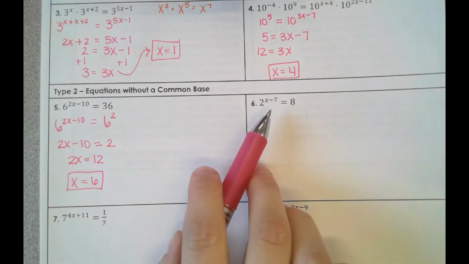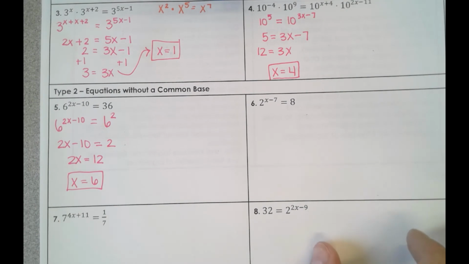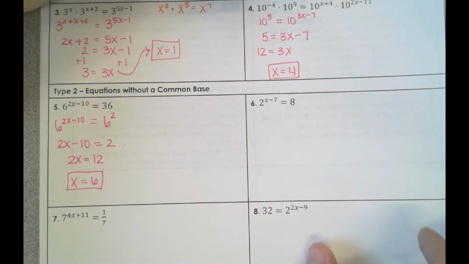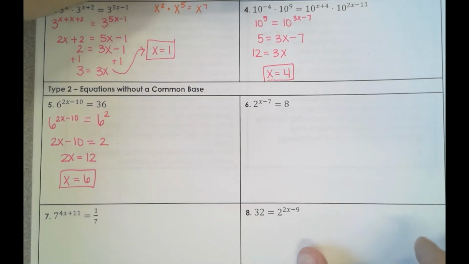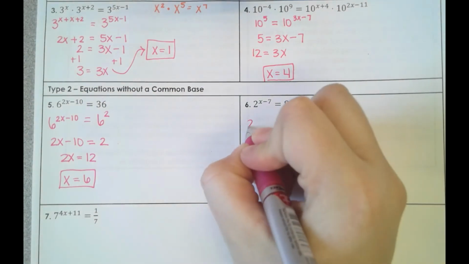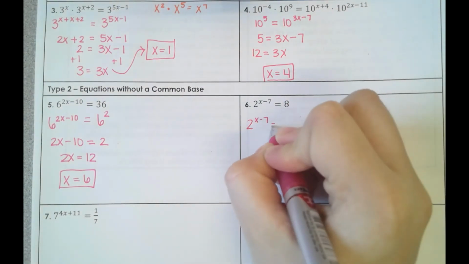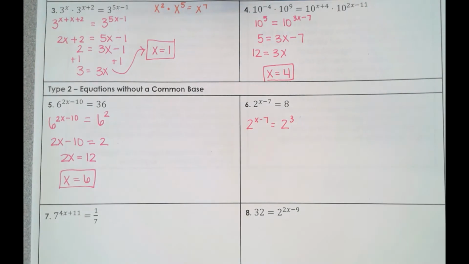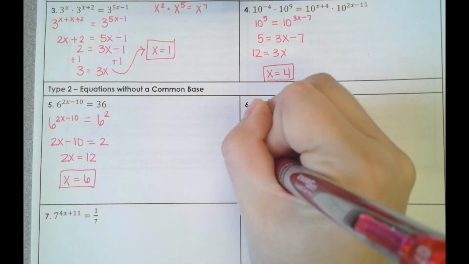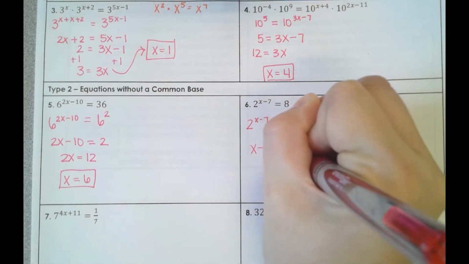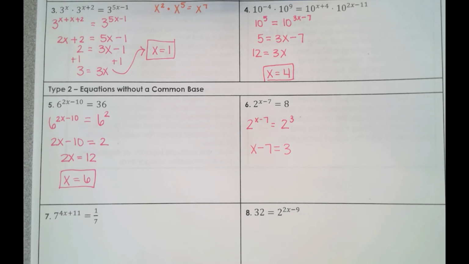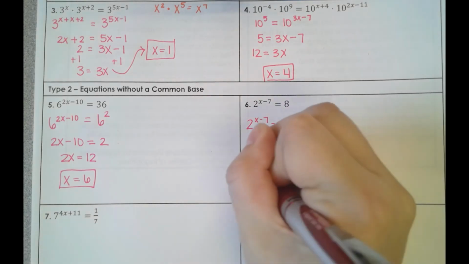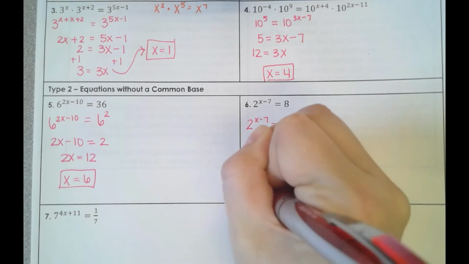You can do the same thing for number 6. We have an 8 that we would want to have a base of 2. 2 cubed, good. 2 cubed is 8. So then we would have x minus 7 equals 3. So x equals 10.